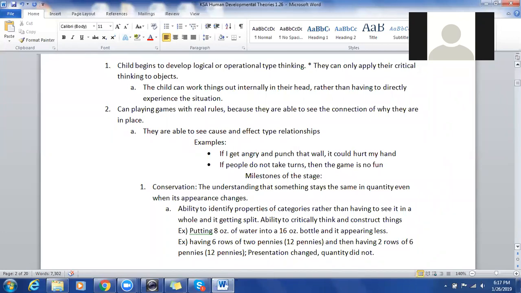However, when people get angry, they kind of lose their rational thinking mindset. Another example is if people do not take turns, then the game is no fun. If someone got to take all of the turns of the game, there would be no point in actually playing the game because it's cheating.